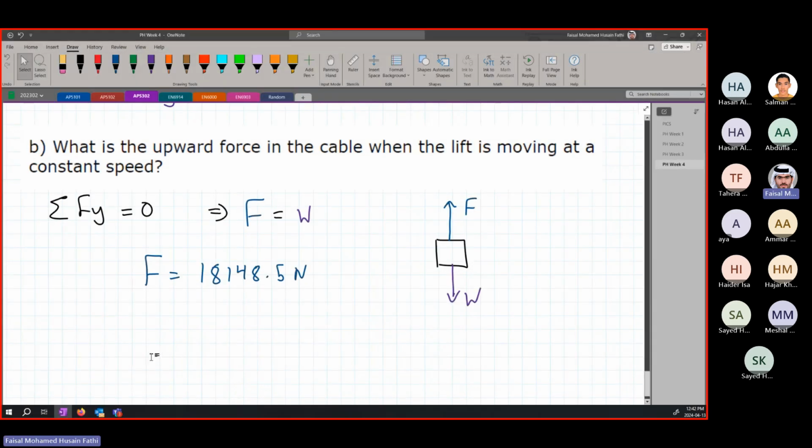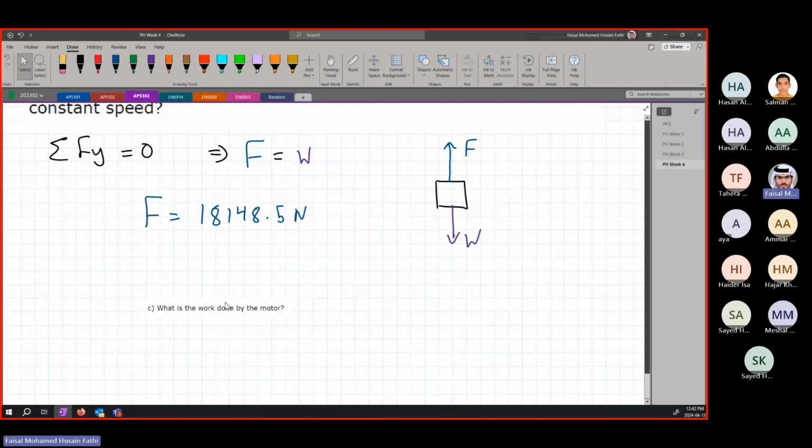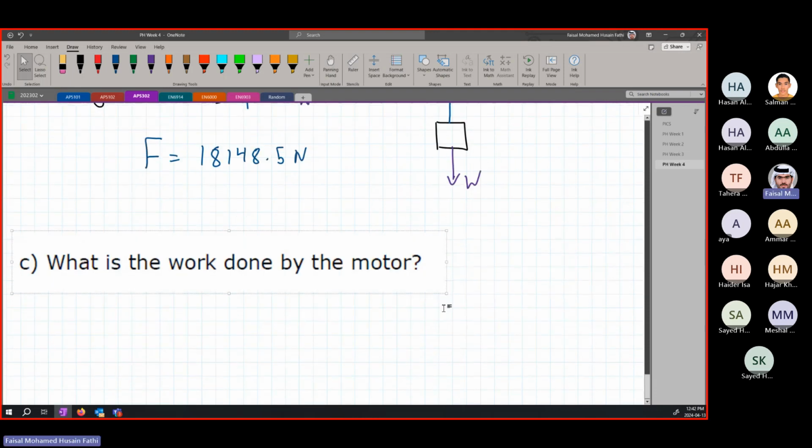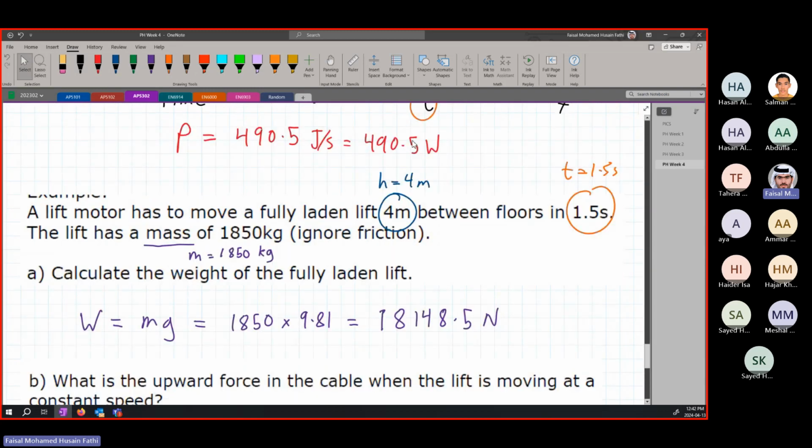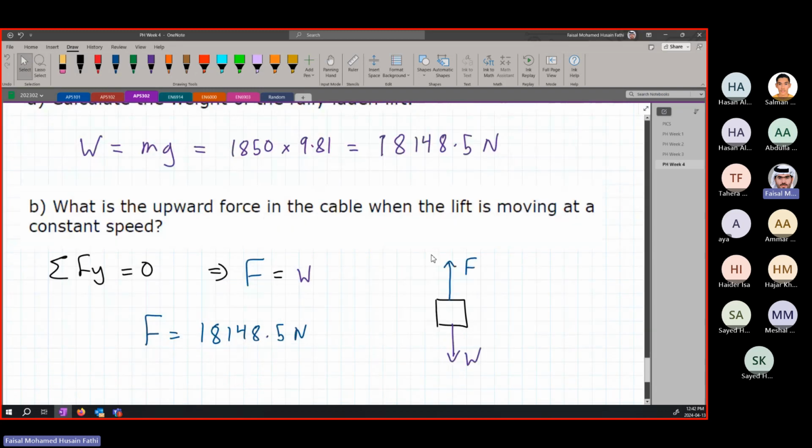And now the question is asking, what is the work done by the motor? Again, very straightforward. We know that work done is equal to force times the distance moved, or in this case, the distance is the height. So force times the height, because here they gave us a height of 4 meters that it is moving.